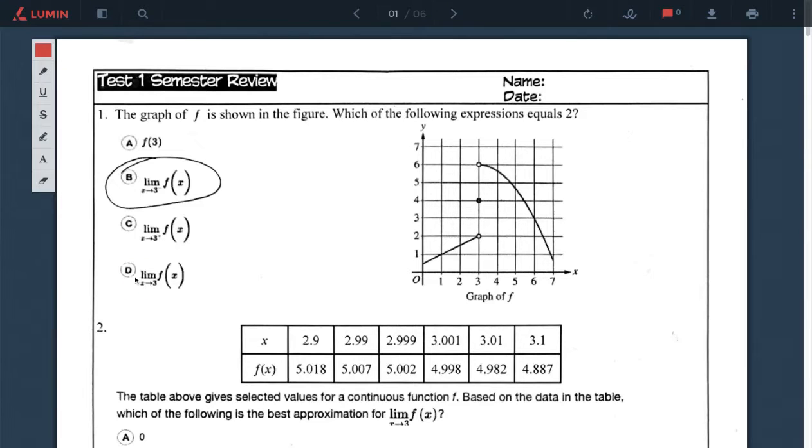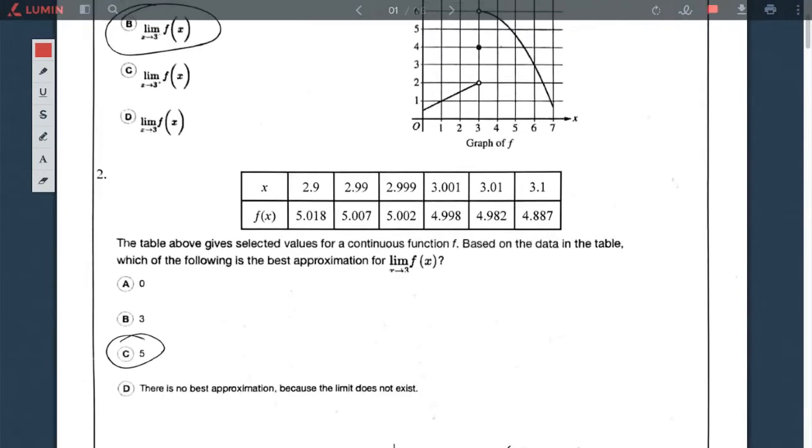So therefore D would be D and E. But the correct answer to number 1 is B.